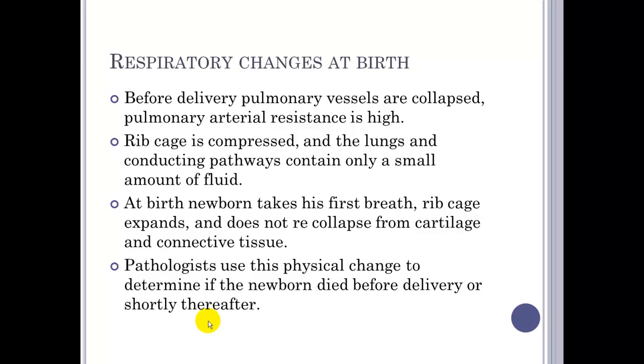Pathologists use this as a physical change to determine if the newborn died before delivery or shortly thereafter. And how they figure that out is there will be residual volume in the lung tissue. So the baby, if placed in water, will actually float. If they've never taken a breath, they're going to be solid. They're going to appear as solid tissue when trying to place them into water, and they will sink to the bottom.